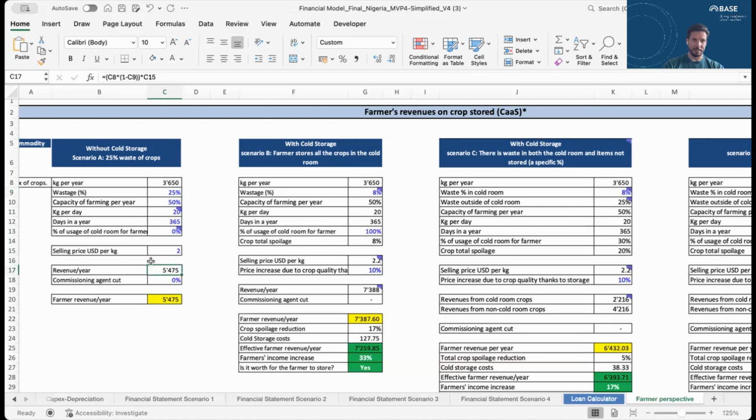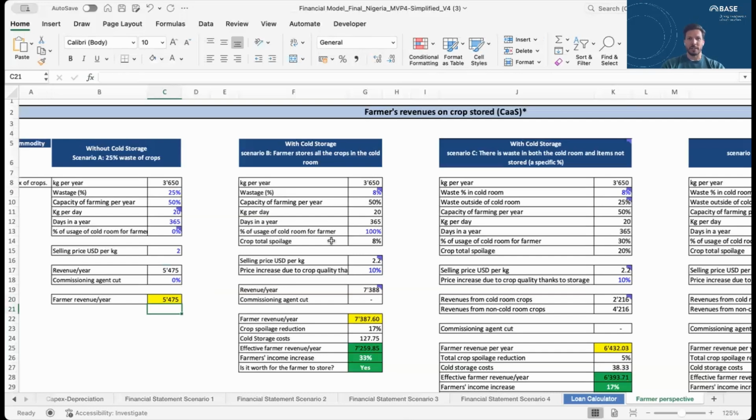And we assume that the farmer is producing 20 kilograms per day, but you can, of course, increase that value. We of course have to define as well a selling price of the crops per kilogram. We assumed $2 per kilogram, but you can edit this. And this yields the revenues per year for the smallholder farmer. And what we are considering here is that there is no agent taking a commission from the farmer, so you will see here we reduce 0 from it.